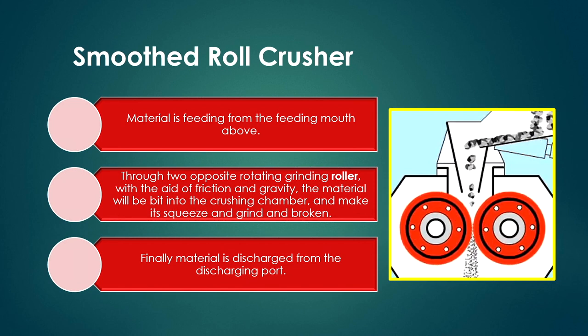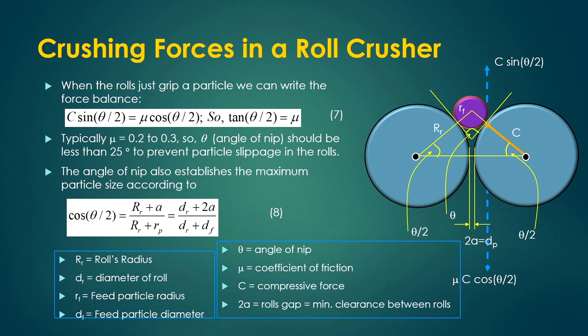The feed material is fed from a mouth which is above the rollers, and whenever these two opposite rolls rotate, the solid particles pass through the gap between the two rollers. The friction and gravity will be the main action by which the particle is reduced in size. Now, the question is: what is the main design aspect of this roll crusher?